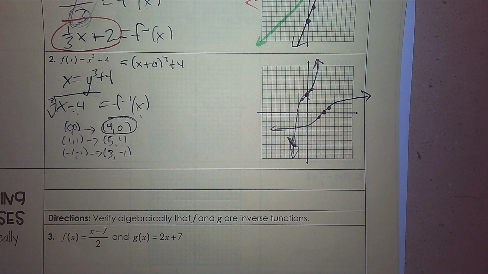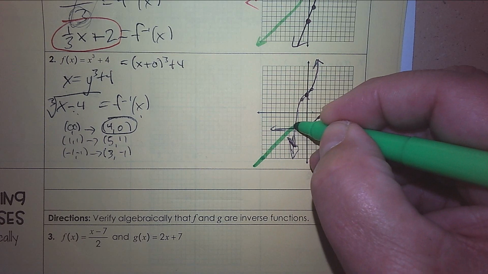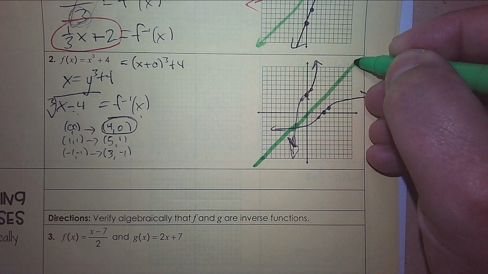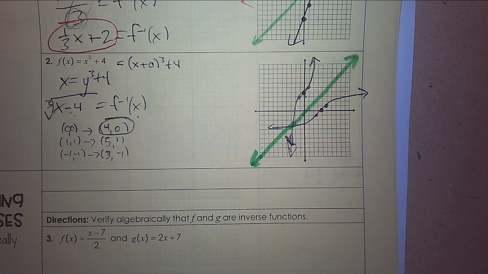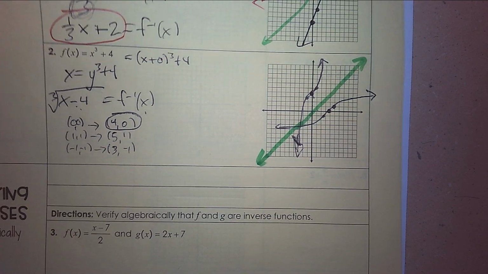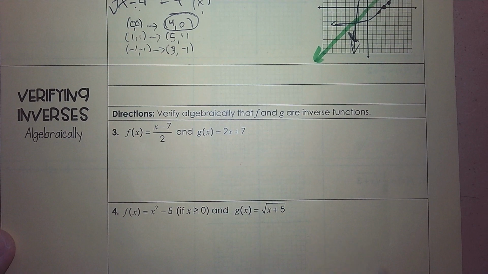So when you do that, if you draw y equals x, corner to corner, what do you notice about those two functions if you fold it over the green line? Do you see how one would go on top of the other? So, geometrically, how can you tell if they're inverses? If they reflect over the line y equals x. How about algebraically? How can you tell algebraically if two functions are inverses?